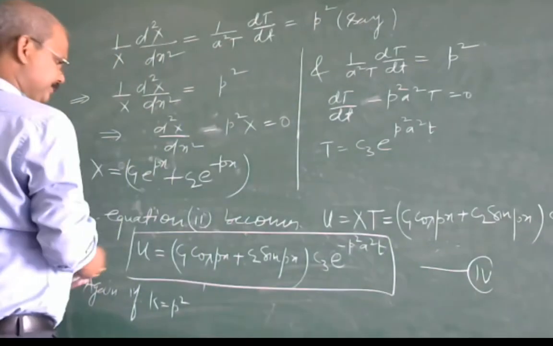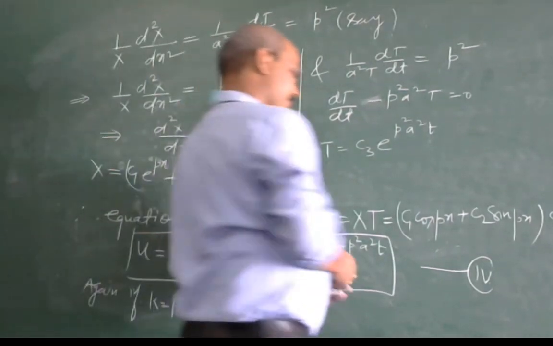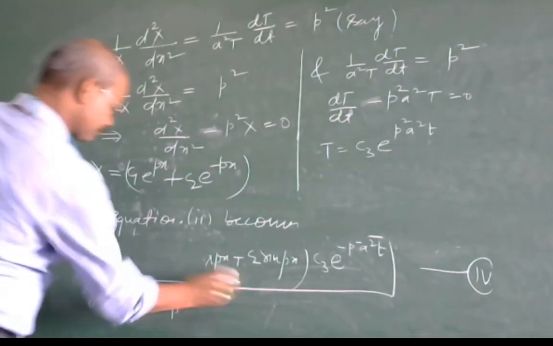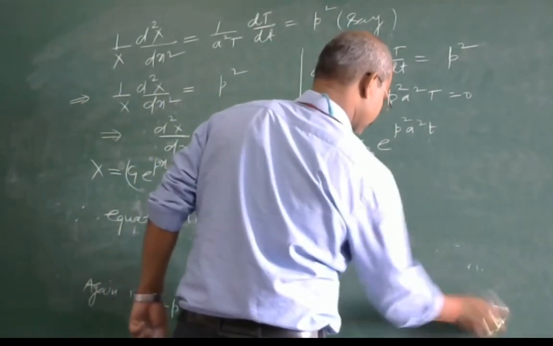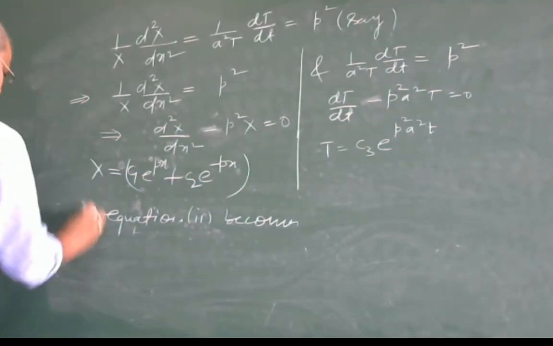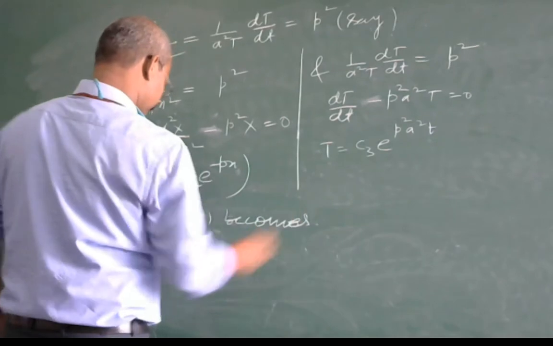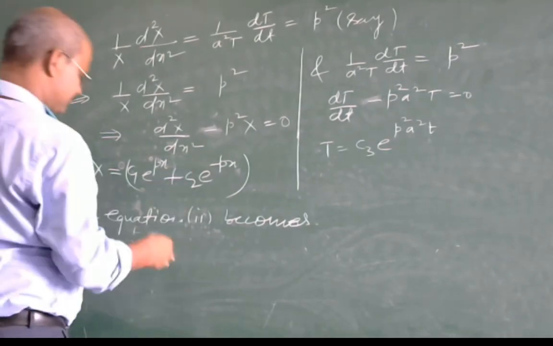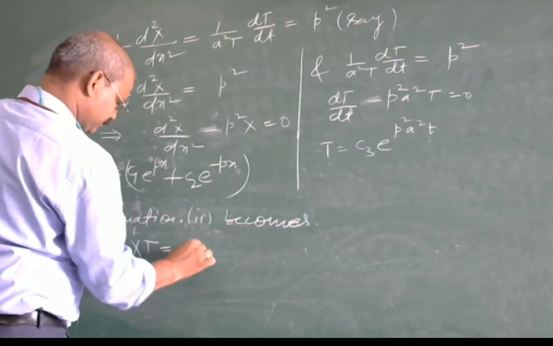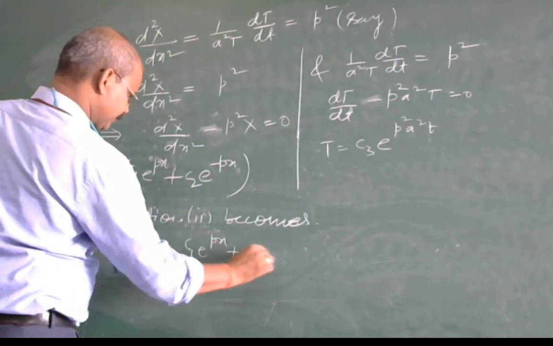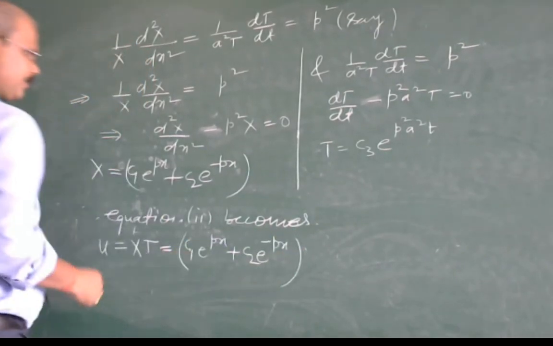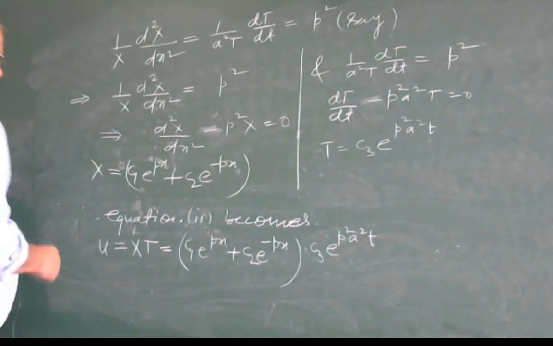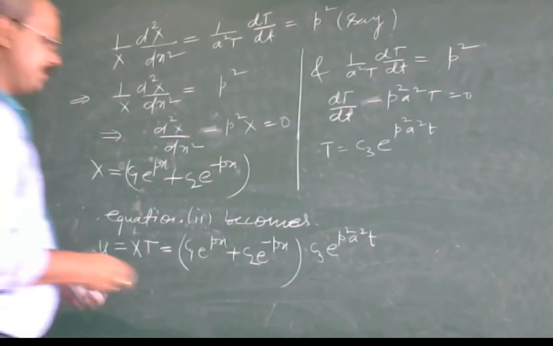So equation 2 becomes u equal to xt, and this c1 e to the power px c3 p square. This is xt. Okay, students. So now this big equation was fifth.